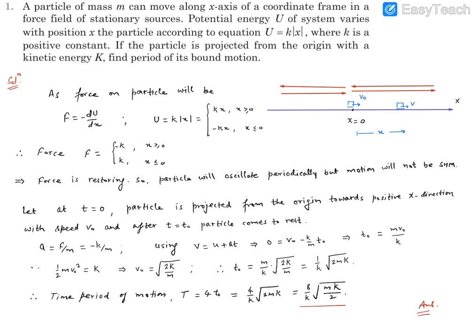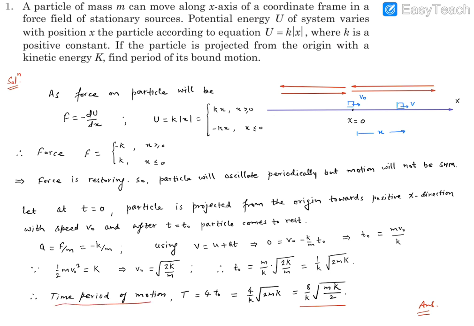This small k is the constant. Now we also know that half m v naught square is the initial kinetic energy, which is known to us as capital K. So from here we can find v naught, which is going to be under root 2 capital K by small m. Now we can put this v naught value in this expression. So t naught will turn out to be small m by k into v naught. In place of v naught, we can write under root 2 capital K by m. Now if we want, we can take this m inside, so it becomes m square. One m will get cancelled out, so it will become square root of 2mK divided by small k. Now this is the time for a quarter of the journey, right?